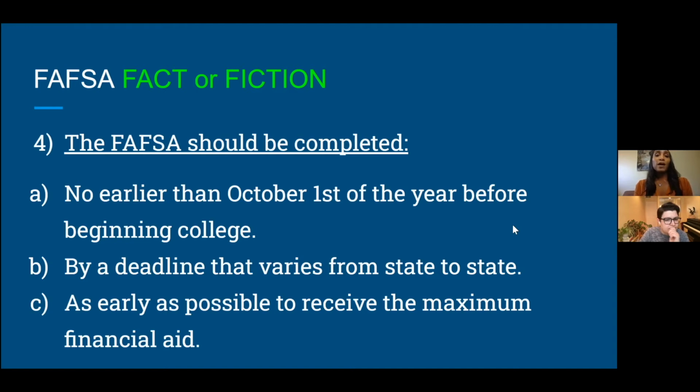All right, the FAFSA should be completed no earlier than October the 1st of the year before beginning college, by a deadline that varies from state to state, as early as possible to receive the maximum financial aid.